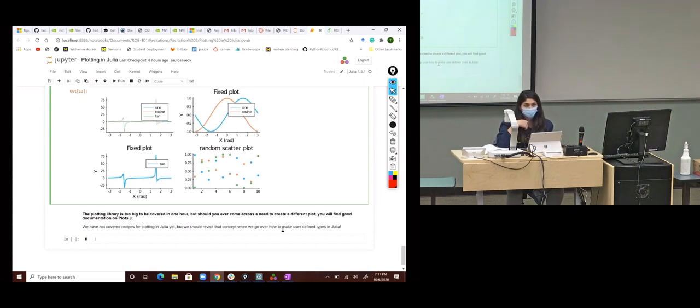Not a lot of other plotting functionalities always have it, and I've worked with it, and it's pretty handy.